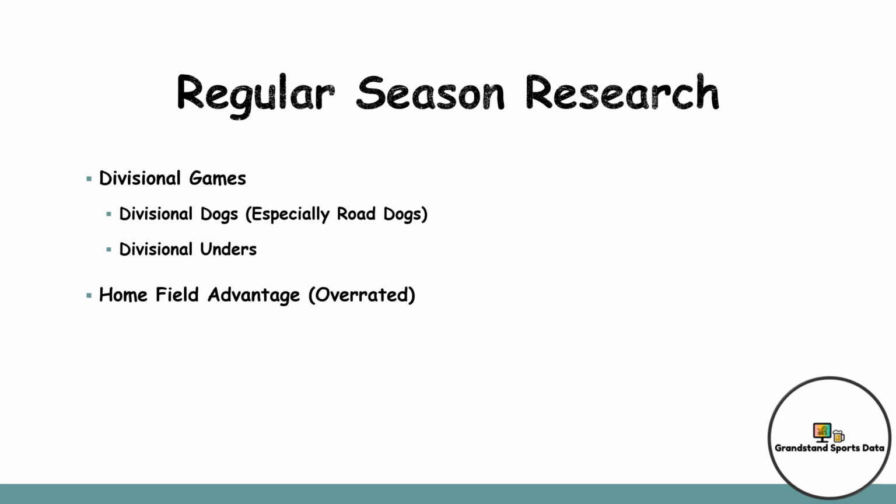Next is going to be regular season research. And regular season research is going to come down to division games. Most strategies, like betting underdogs or favorites, have proven to be a non-profitable approach because of the accuracy of the odds maker. So what should bettors look for?